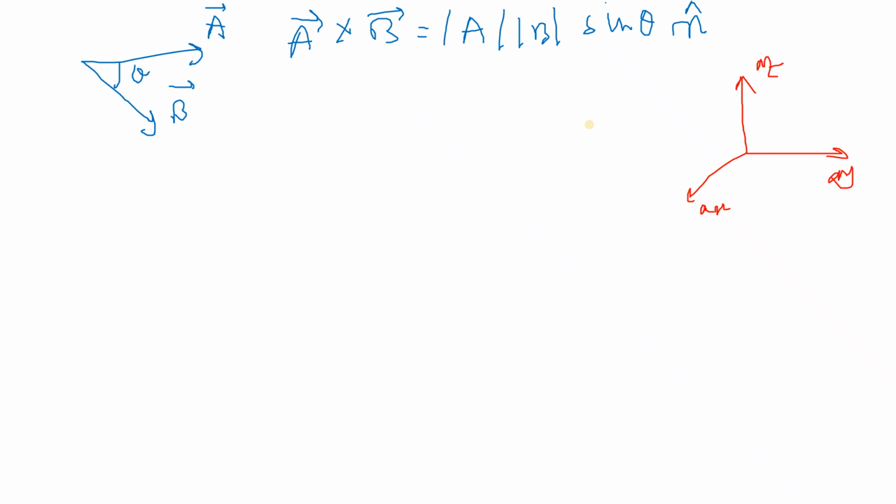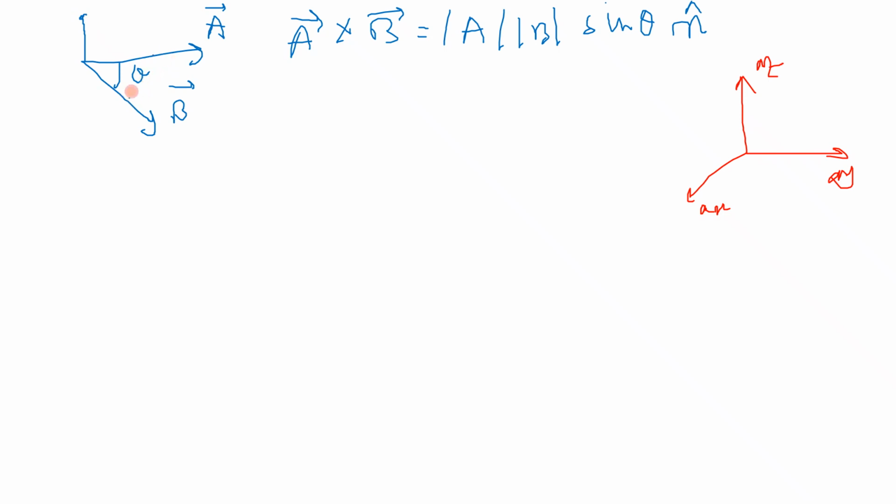Sir, the cross product is perpendicular, sir. The resultant magnitude of the cross product is perpendicular to them, and the perpendicular direction is given by a unit vector. Yes, because the cross product of any two vectors gives you a third vector, and the third vector is directed perpendicular to both the vectors.